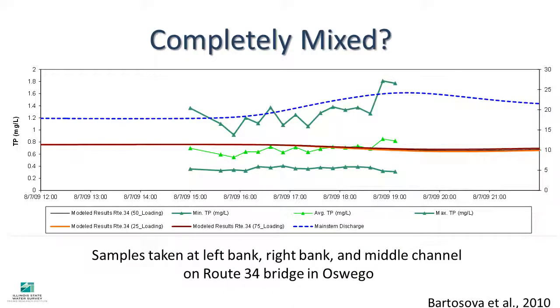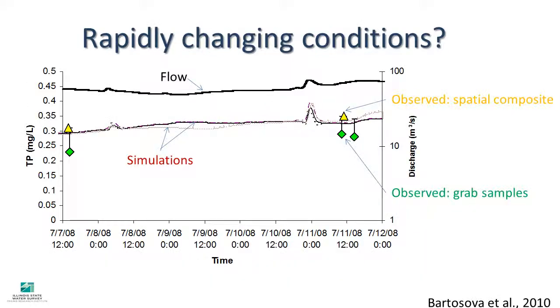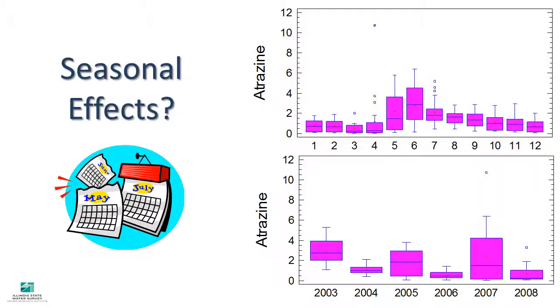Another issue to consider is how well the river is mixed. Depth and width integrated samples give you one sample that is actually representative of the whole cross-section. But you can imagine it takes time. In other situations, when you have rapidly changing conditions, as in this case, when we were evaluating the impact of CSO discharges, we only have a couple of hours to get there and to sample frequently. So the same technique is not going to work.